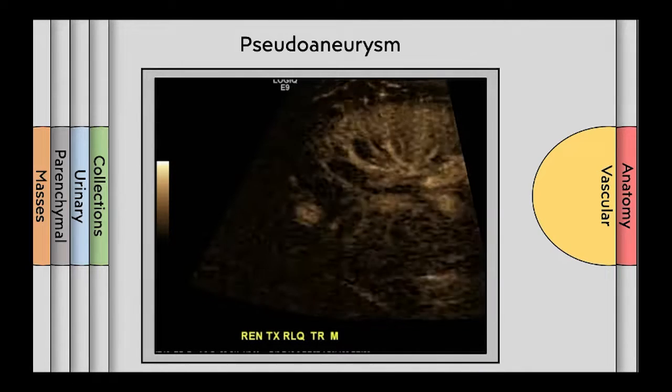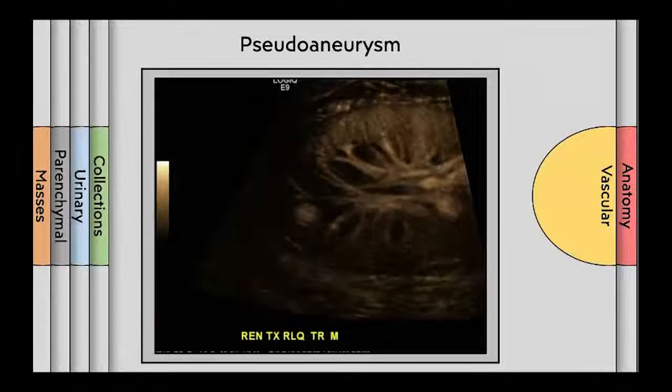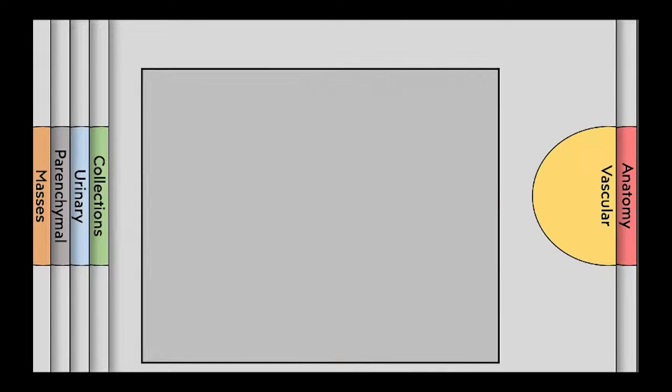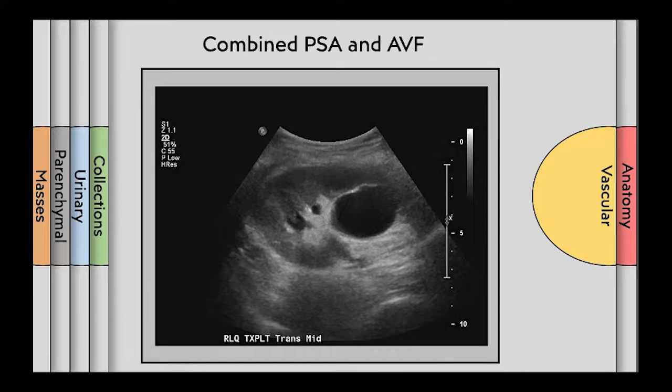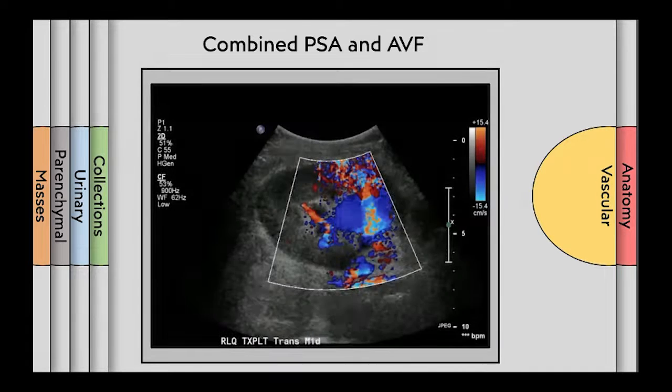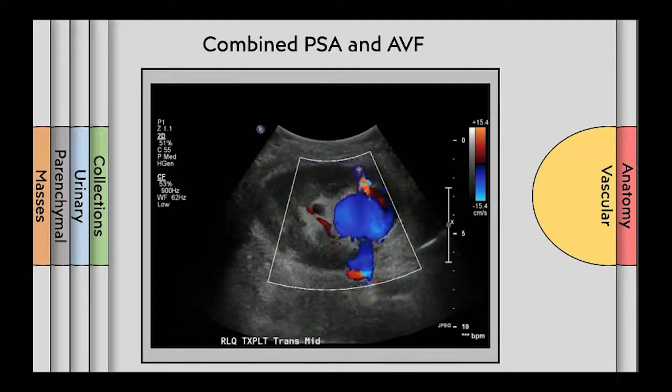Here is the same patient on B-flow, showing the swirling of blood within the pseudoaneurysm. It is not infrequent to have combined arteriovenous fistulas and pseudoaneurysms. In this case, we see an extrarenal cystic collection. However, on color Doppler, we see that this is actually an extrarenal pseudoaneurysm.